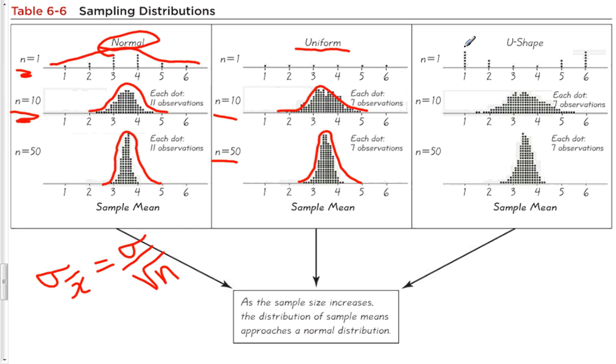And here we have a U-shaped distribution. This is almost the opposite of normally distributed, right? It's not a bell. There's two modes. It's an inverted hump. But if we take samples of size 10, then the sampling distribution looks like this, which looks approximately normal. And if we take samples of size 50, the sampling distribution will look like this, which also looks approximately normal.